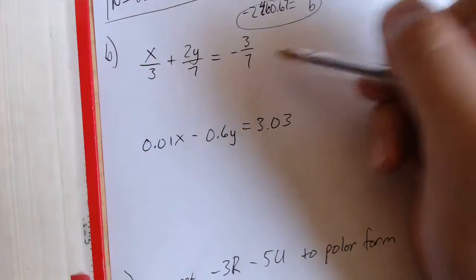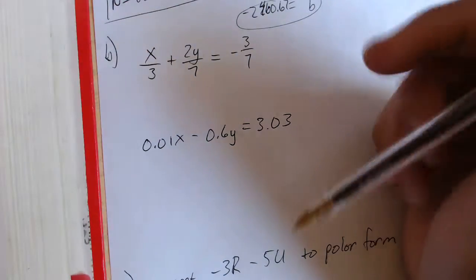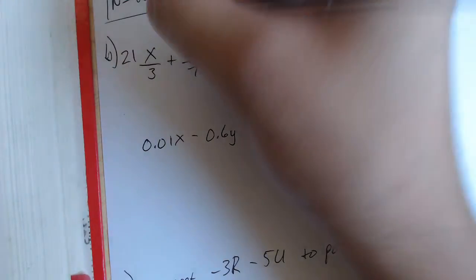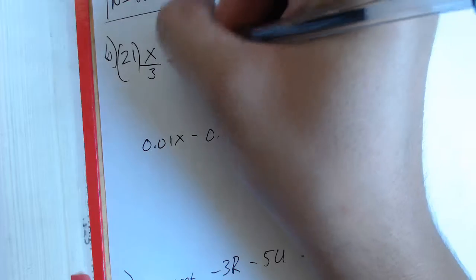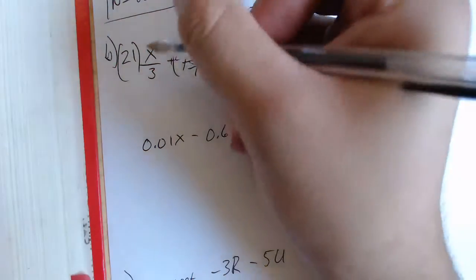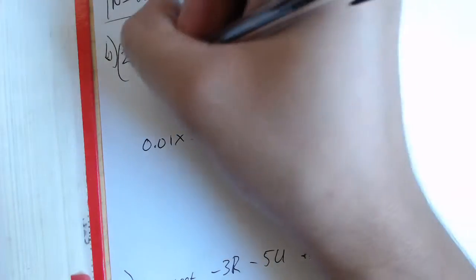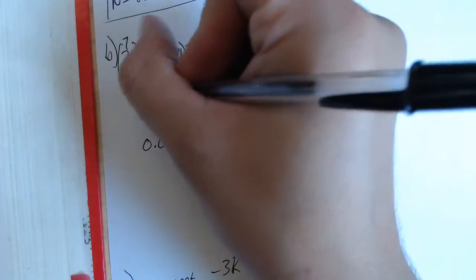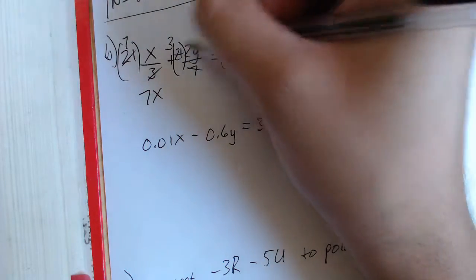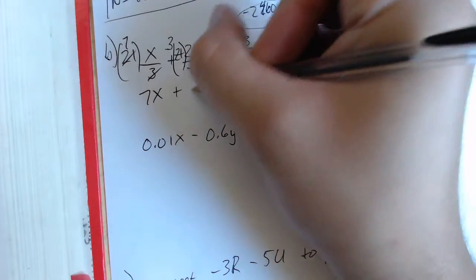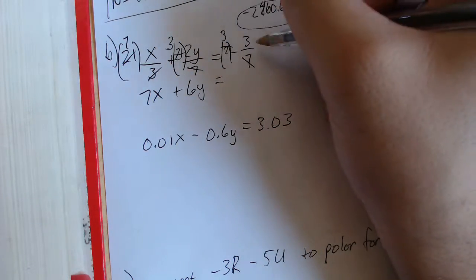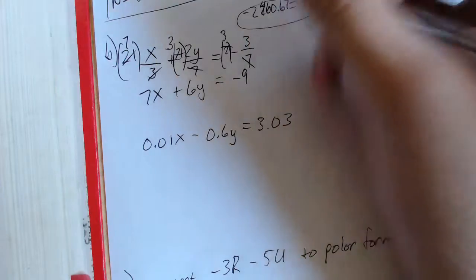There's two ways to do this one. I'm going to go ahead and use the greatest common factor method. The greatest common factor would be 21, so I'll multiply everything in the equation by 21. What that does is, when I multiply this, that would cancel and that would become 7, so I get 7x here. That cancels, and then 3 times 2 gives me 6, so 7x plus 6y. And then that's going to cancel again. 3 times negative 3 would give me negative 9.